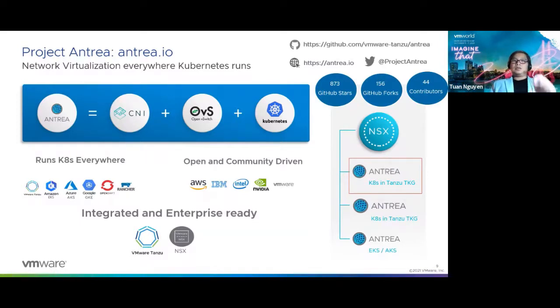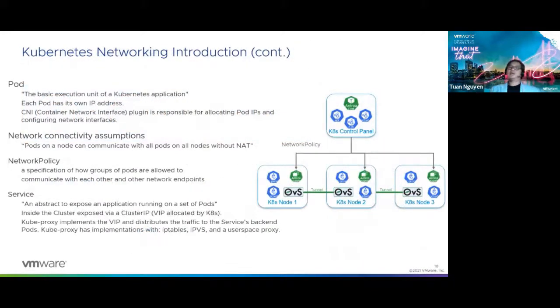Antrea is a CNI plugin, and Kubernetes is very flexible. It's got any-type networking. So now, how do we do that? Let's look at the first definitions. What's the pod? What's the network connectivity? What's the network policy? What's the service? At a high level, on Kubernetes working. Let's go with this one.